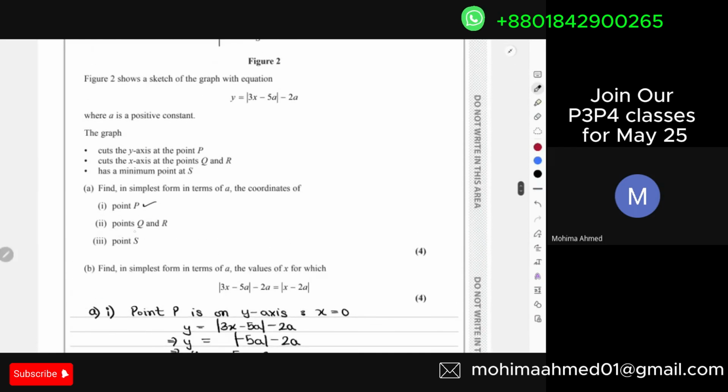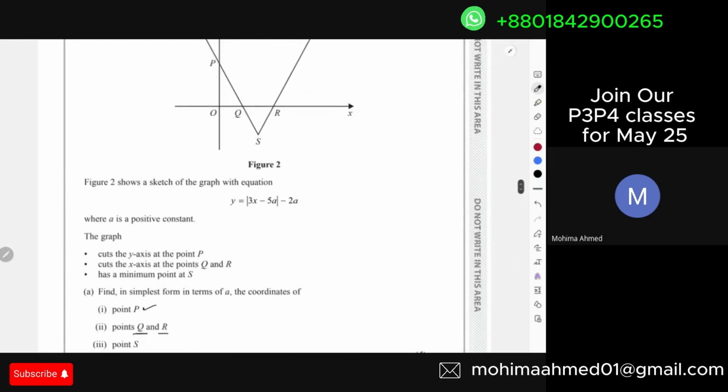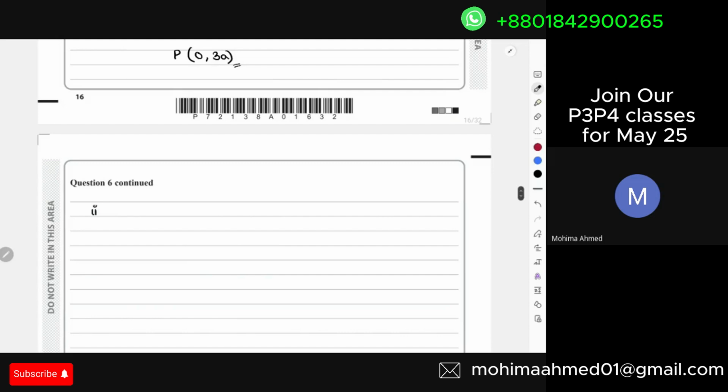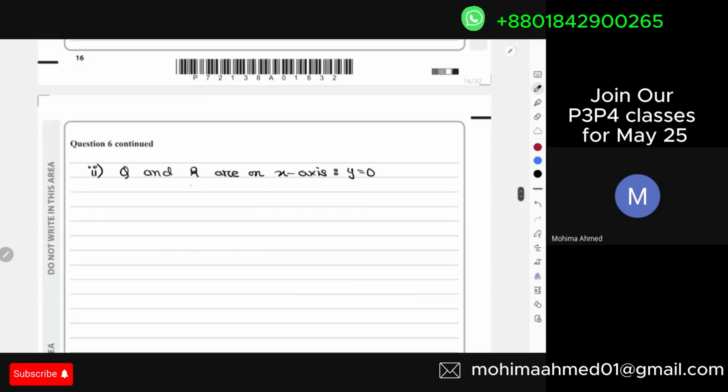For part 2, they're asking us to find the coordinates of Q and R. For Q and R, we know they're on the x-axis, so the y value will be 0. If the value for y is 0, then I can say 3x minus 5a, absolute value, minus 2a equals 0. We take this minus 2a to the right hand side, so it will be the absolute value of 3x minus 5a equals 2a.